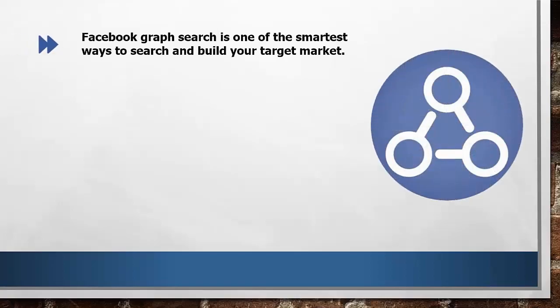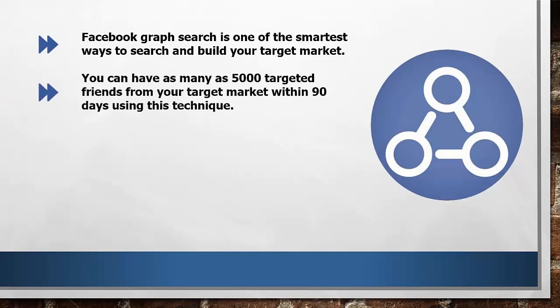As I told you, this is one of the smartest ways to search and build your target market. You can have as many as 5,000 targeted friends. Now, listen to this particular word, targeted friends. These are not like any friends. These are people from your target market, and you can build them within 90 days using this technique.